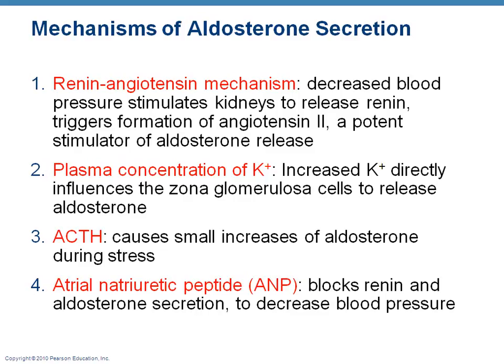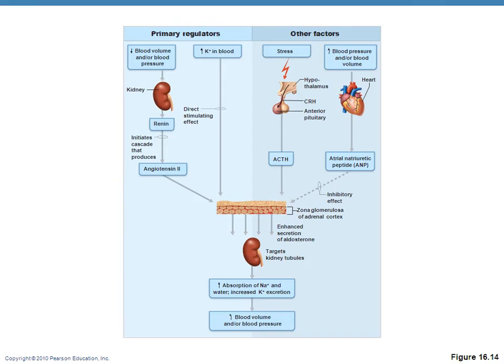So we have a renin-angiotensin mechanism. If we're trying to decrease blood pressure, again, I'm going to wait till the picture to really get into this. Then plasma potassium concentration, ACTH, adrenocorticotropic hormone, hopefully we have already talked about that, and then this ANP, or atrial natriuretic peptide. So let's look at those and see what they do. The picture is the best way to do that. Let me get my pen ready.